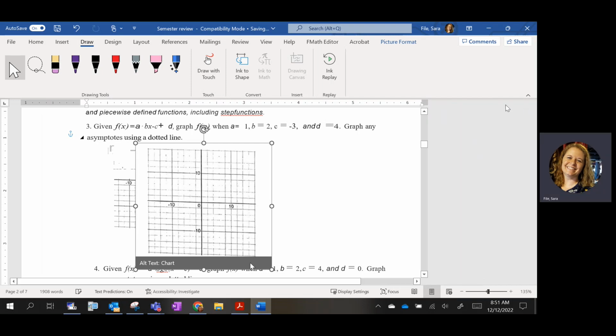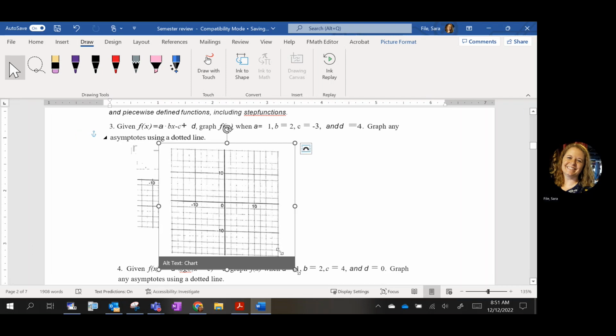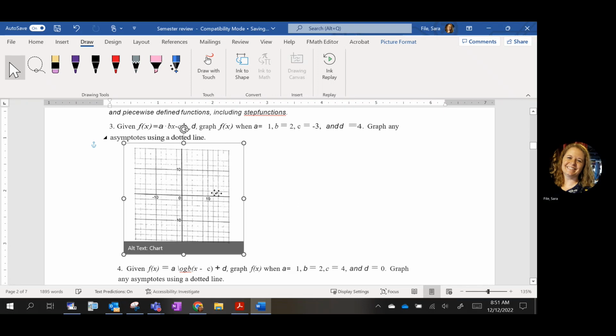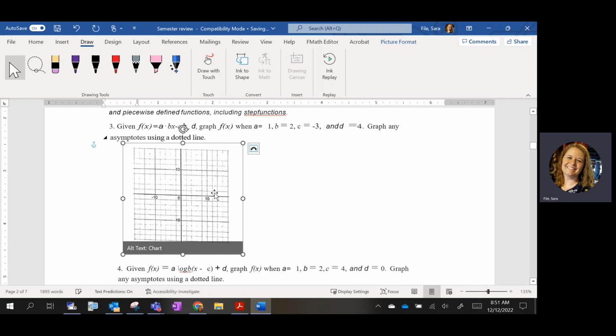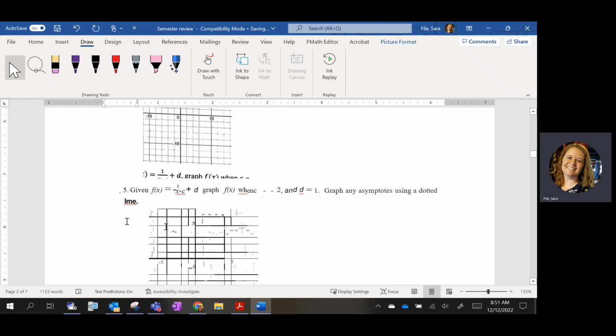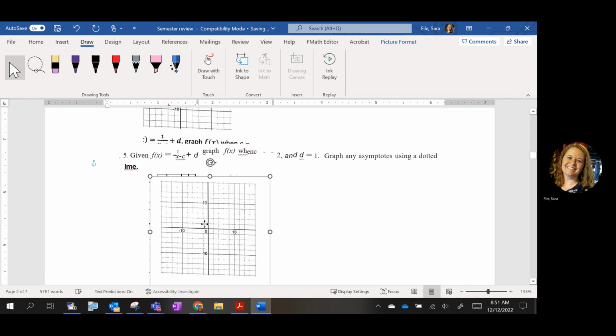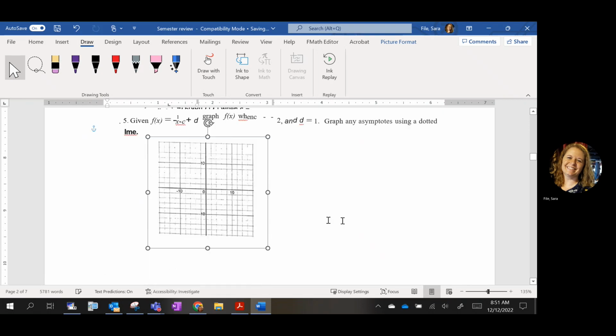Oh my gosh. Here we go. That one looks okay. I need to replace this one. Okay.